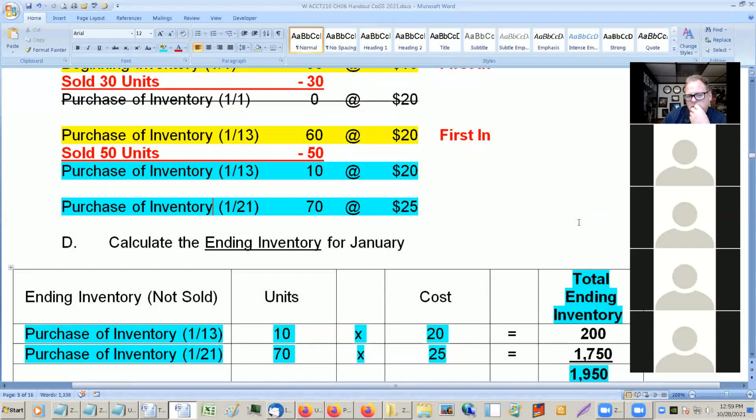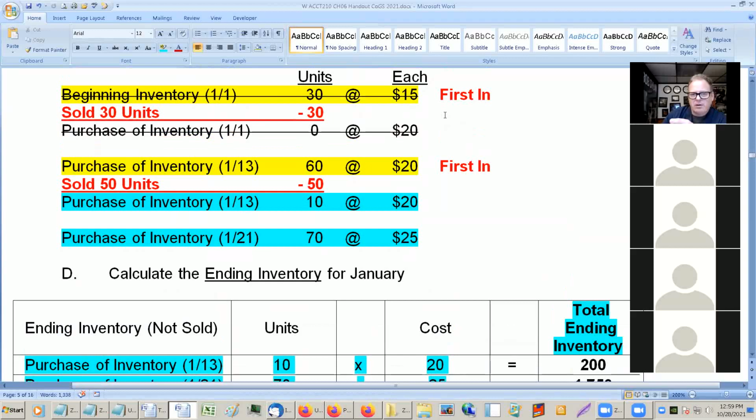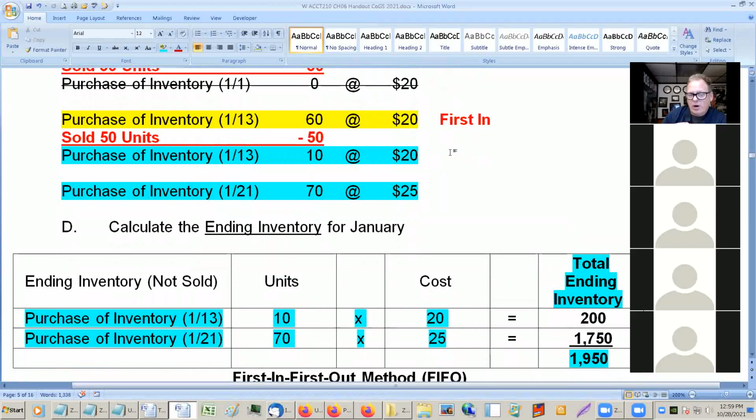The January 13th. Yep. These are going to become, for the next month going into February. So this is January. We go down to February. These are going to be the earliest ones we have. So those will be the first in, then we'll go to this one and so on and so forth. So you just keep selling; the first ones that were in are the first ones that are sold. And again, this is probably close to the actual flow of inventory. Usually the first ones in are the first ones sold.